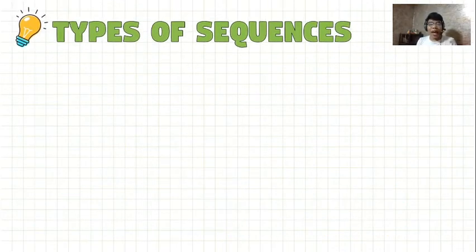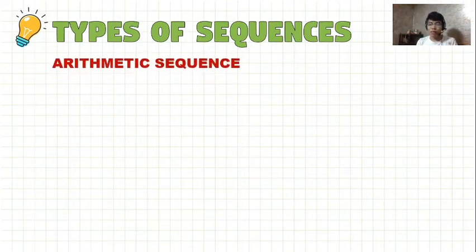We have here types of sequences. So here, we will be considering the four most common sequences that we know. We have arithmetic, geometric, harmonic, and Fibonacci. So what are these sequences? So let's have first arithmetic sequence. But before that, take note once again, a sequence could be either finite or infinite.